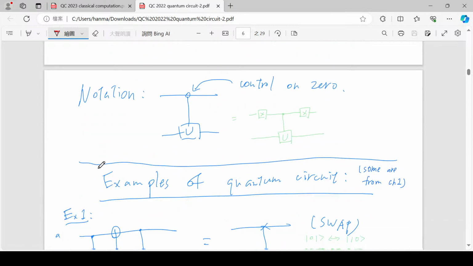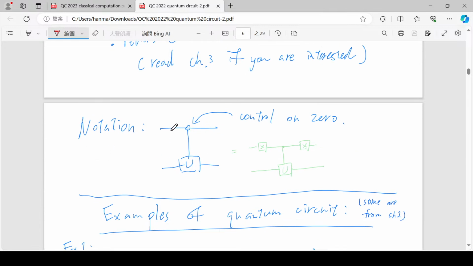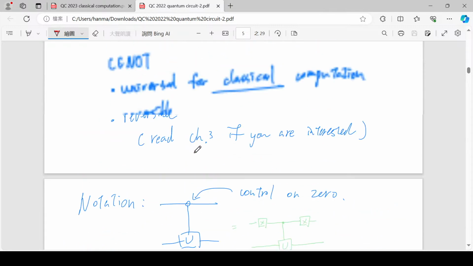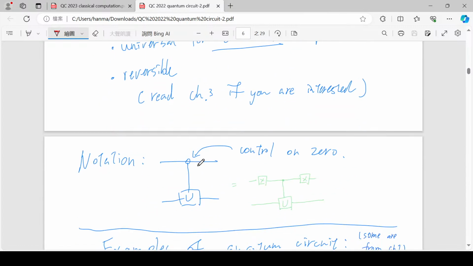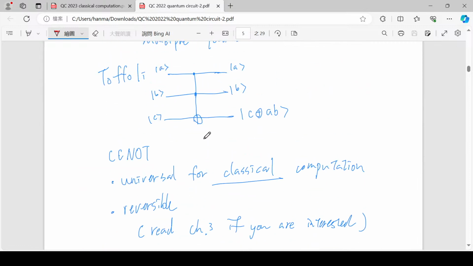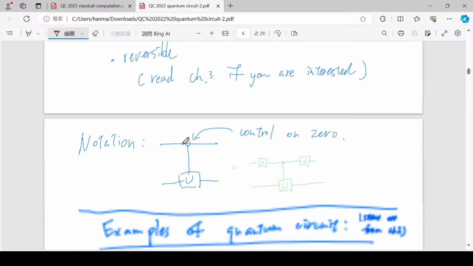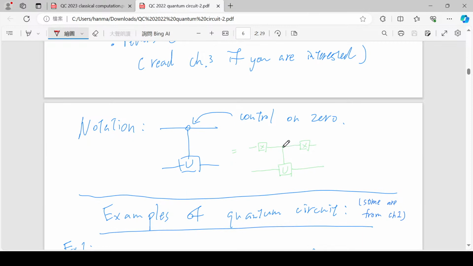And okay, then a little notation thing. So remember when we say control, we always write this solid dot, and there is also an empty dot. Sometimes people write this empty dot, and it means control on 0. It means you apply this U only when the first qubit is 0, instead of the solid dot, which means the first qubit is 1. This is equivalent to the solid dot thing, but you apply a NOT gate before and after. So you swap 0 and 1, then you apply your control, then you swap 0, 1 back. And yeah, this is just a notation.